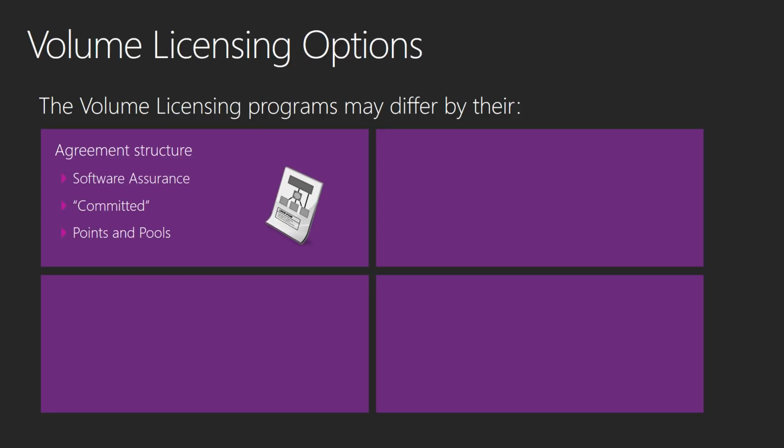And we've already had a glimpse of this in the diagram that showed the top level differences between the program types. But there are some specific ways in which the agreements are structured which will vary between programs. First of all, some of the programs include software assurance, and for others it's an optional extra purchase. So let's have a quick look at software assurance now.